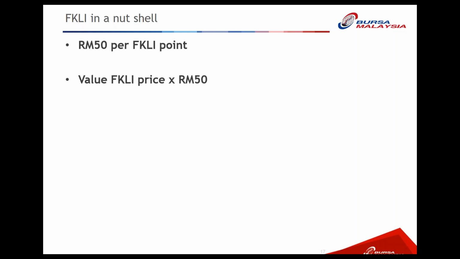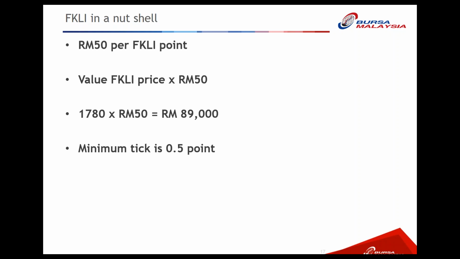So to get the contract value, the value of FKLI is the price of FKLI times 50 ringgit. For example, if FKLI is now traded at 1,780, times 50 ringgit, the value of FKLI at this moment will be 89,000. Because the minimum tick is half a point, if you multiply by half a point, the minimum movement will be 25 ringgit.